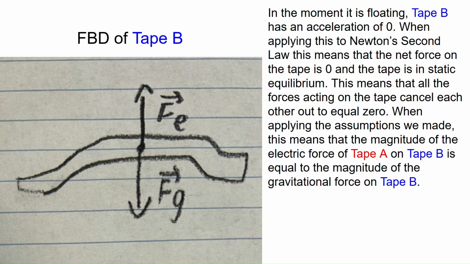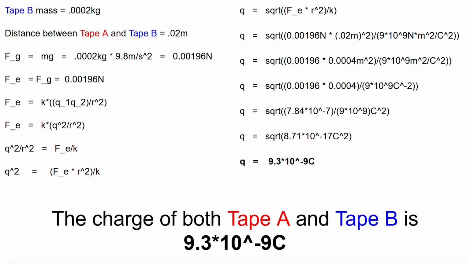This is a free body diagram of tape B. In the moment it is floating, tape B has an acceleration of 0. When applying this to Newton's second law, this means the net force on the tape is 0, and the tape is in static equilibrium. This means that all the forces acting on the tape cancel each other out to equal 0. When applying the assumptions we made, this means that the magnitude of the electric force of tape A on tape B is equal to the magnitude of the gravitational force on tape B.